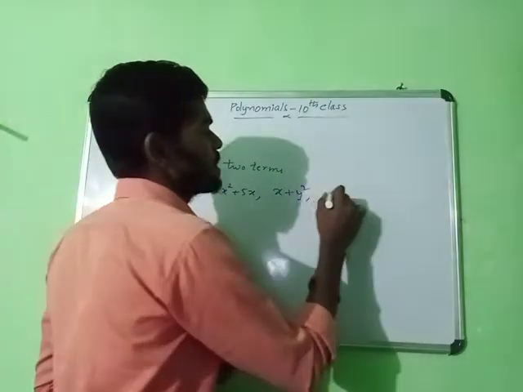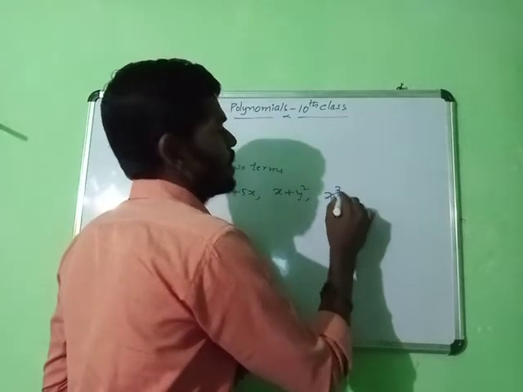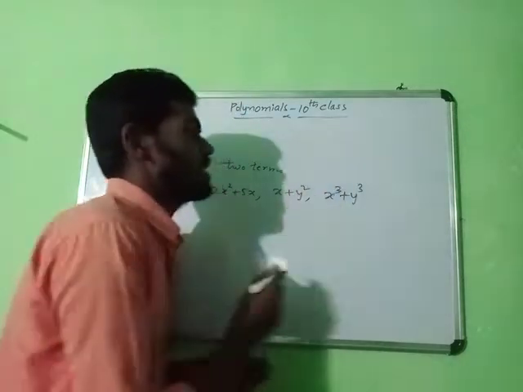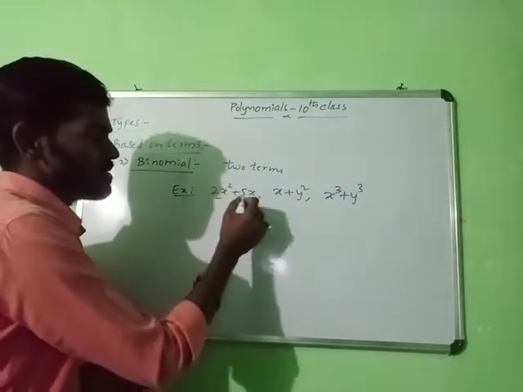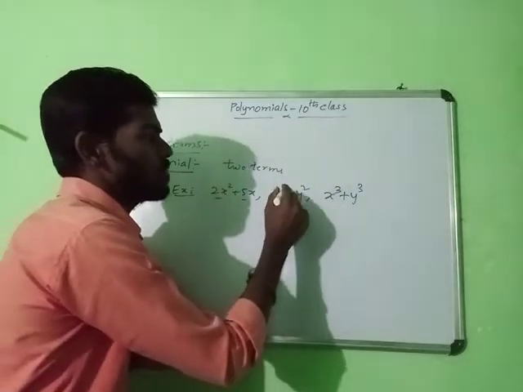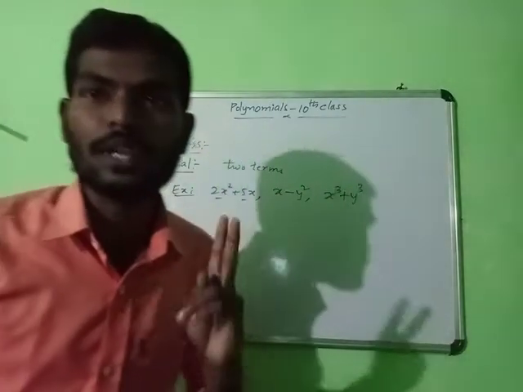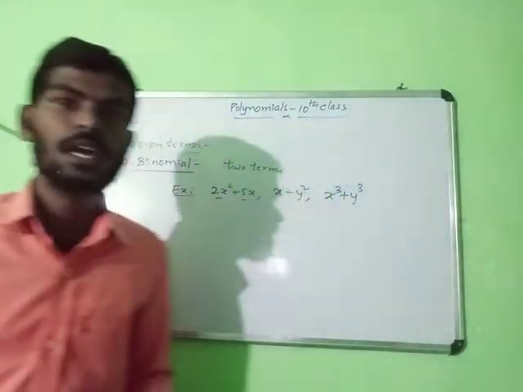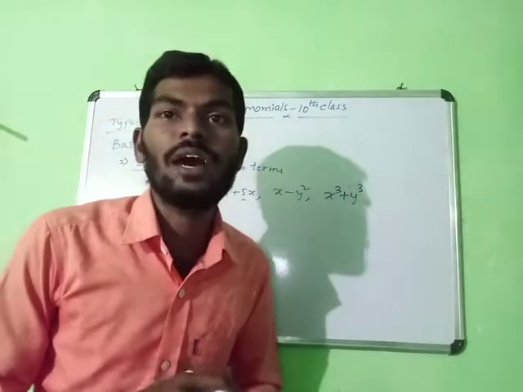Now take another example, x cube plus y cube. Here we have two terms, this one term and this one term. Not only plus, minus can also be taken, no problem. Plus or minus, but there are two terms. These are the examples for binomials.